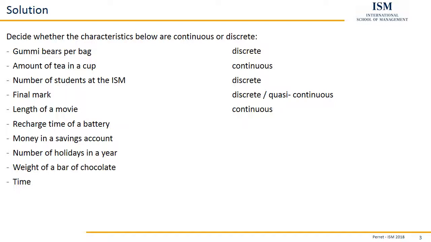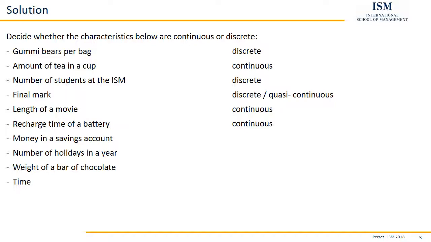Something similar applies for recharge time of a battery. Maybe you only have different lights showing you how much you already recharged your battery, what the power level is, or in your mobile you see this many percent. However, it's more or less a flowing process. That's why we could call this continuous as well.